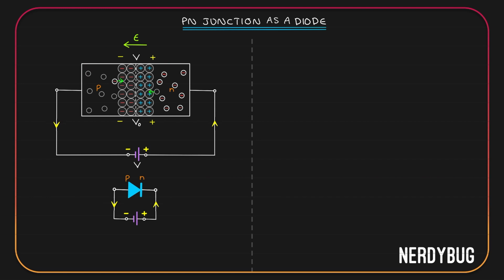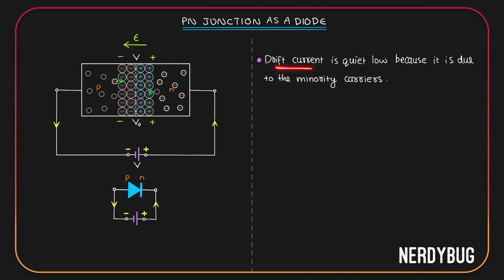But in the case of drift current, electrons are going from the p side to the n side and holes are going from the n side to the p side. We know the number of electrons in the p side is very less. The number of holes in the n side is also very less. This is why drift current is much lesser than diffusion current. Drift current is quite low because it is due to the minority carriers. Because of this reason, increasing applied voltage will not have much effect on it.